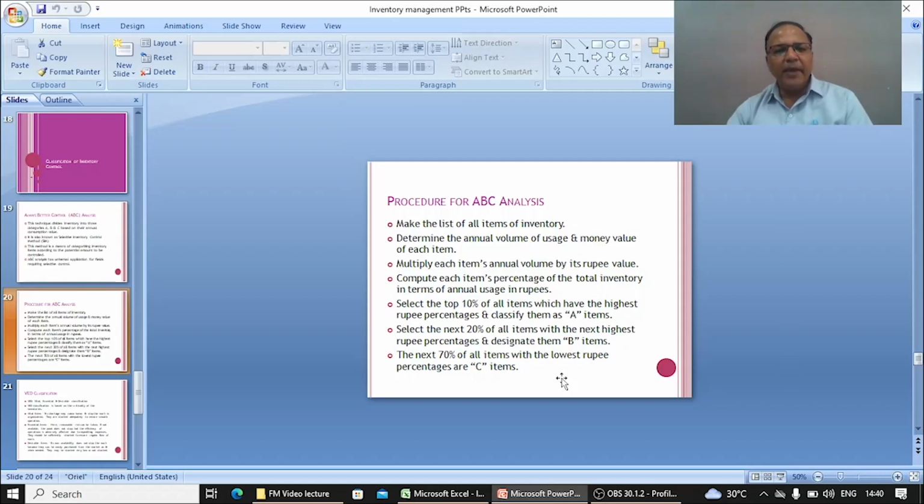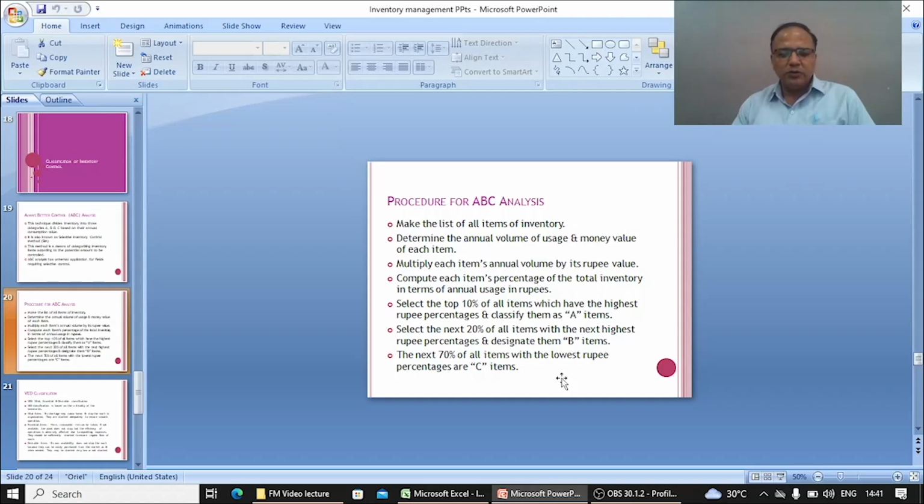Now this is a procedure for ABC analysis. Number 1, make the list of all items of inventory. Suppose you have around 20 items in inventory. So first of all, make the whole list of inventory. After that, determine the annual volume of usage and money value of each item. So the next step is, suppose there are 20 items, then you have to find out how much amount we are spending.